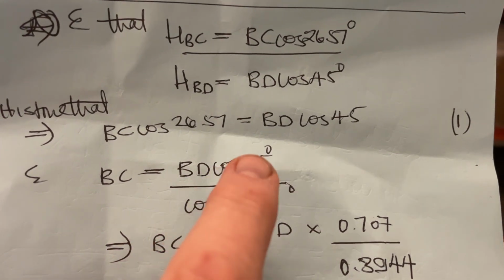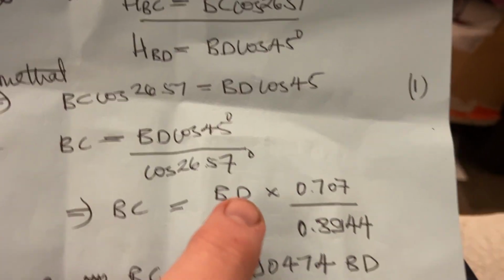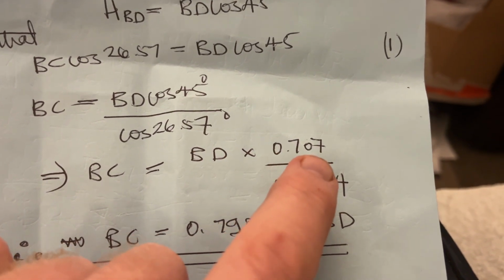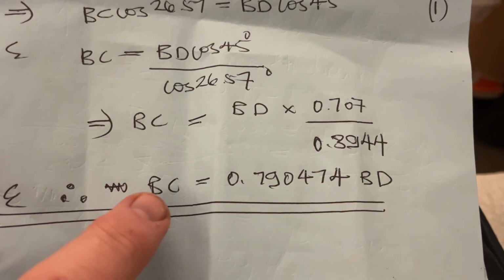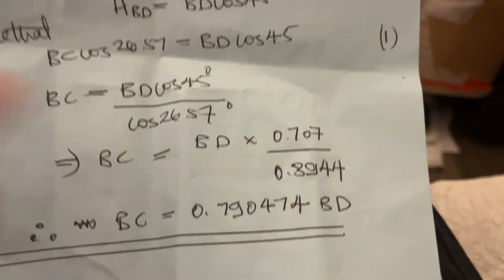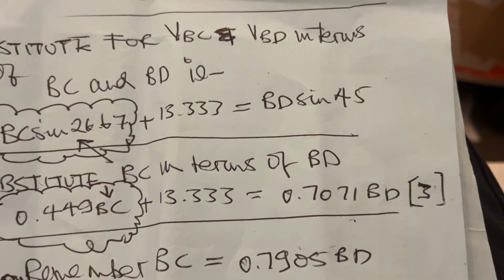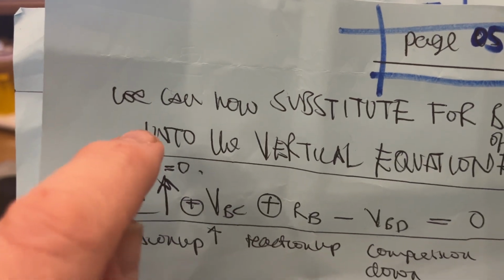BC equals BD cos 45 over cos 26.57. BC equals BD times 0.707 divided by 0.8944. Therefore, BC equals 0.790474 BD. Okay, so that's done. Sorry about the presentation, I'm going to sort this out.